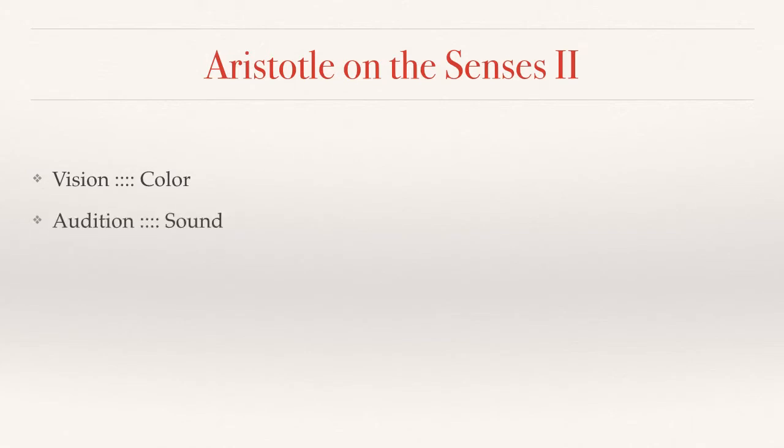And for each sense, then there's something like this. So for instance, in hearing, you have a sense organ, namely the ear, and that sense organ is detecting or somehow sensitive to a certain property, which makes it the kind of thing that it is, and that particular property is sound. So according to Aristotle, you are perceiving sounds by using the sense organ, the ear.